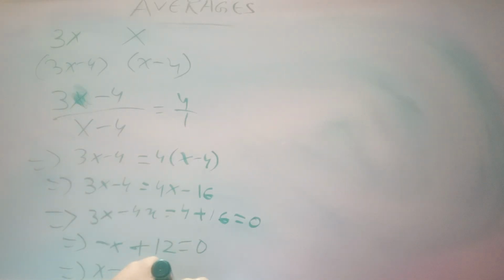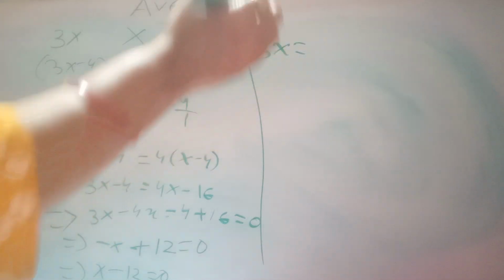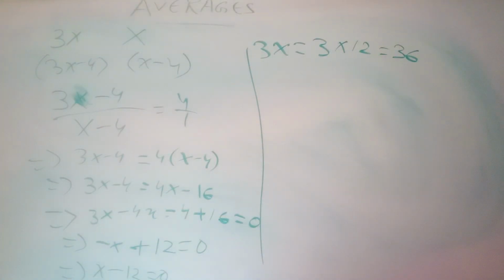x equals to 12 and we have 3x equals to 3 into 12, 36. So the father's age is 36 and the daughter's age is 12. Hence the present average age of father and daughter will be 24 years and the average age 2 years hence will be 26 years. This is the answer. Okay. Thank you.